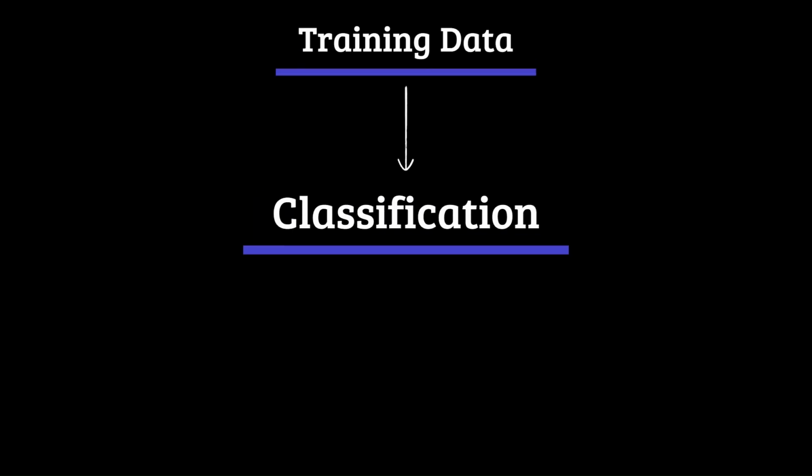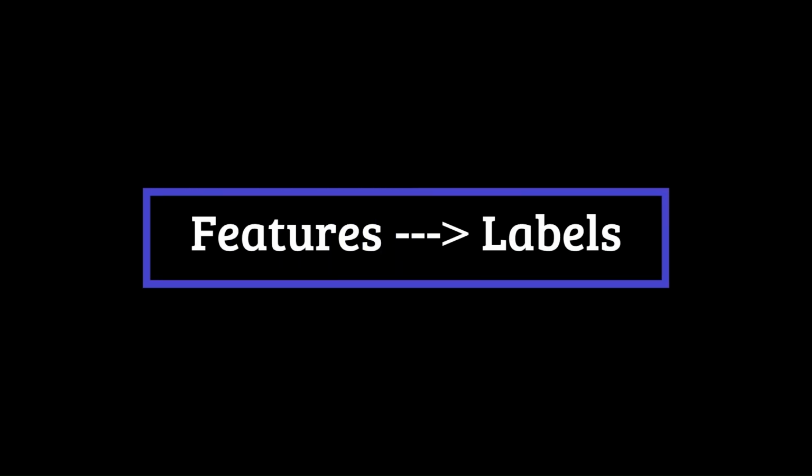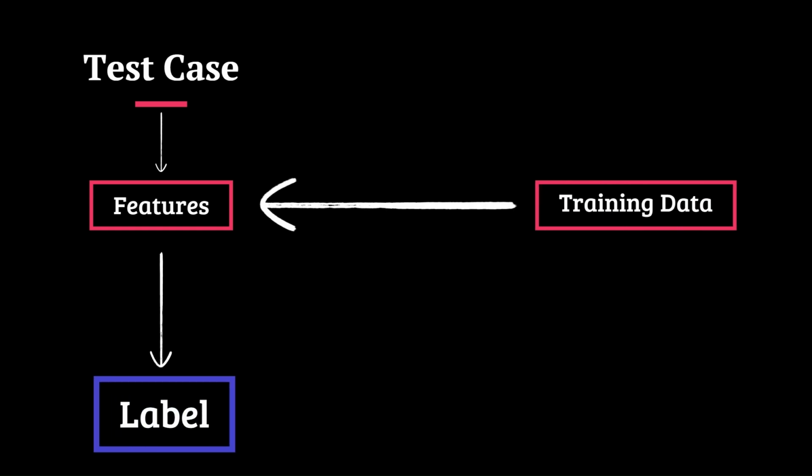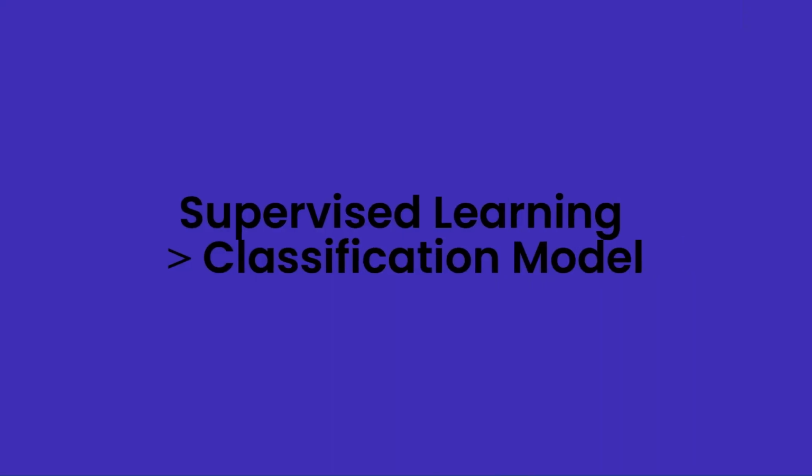So after studying all of this, we came to the conclusion that classification uses training data in order to identify labels. In the training data set, we already have predefined features with their labels. Now, if we get a test case, we will have a set of features, and using that set of features and the training data that we have, we are going to predict the label for that particular object. This is what you call a classification model, which falls under supervised learning.